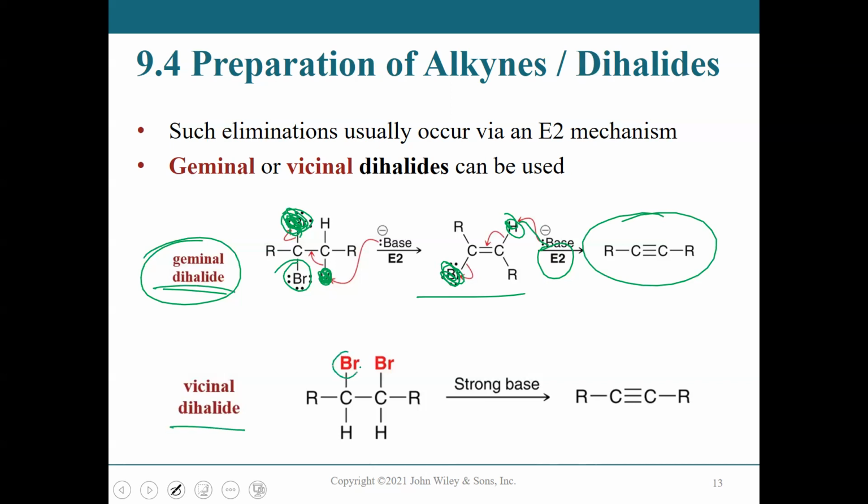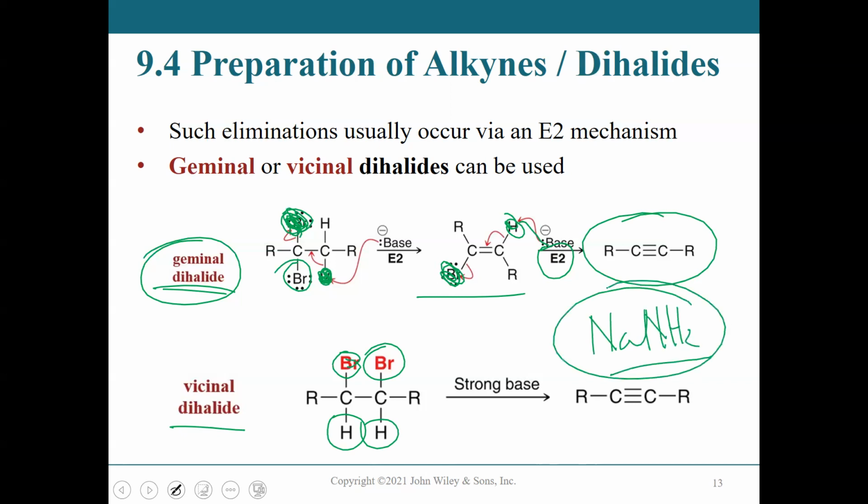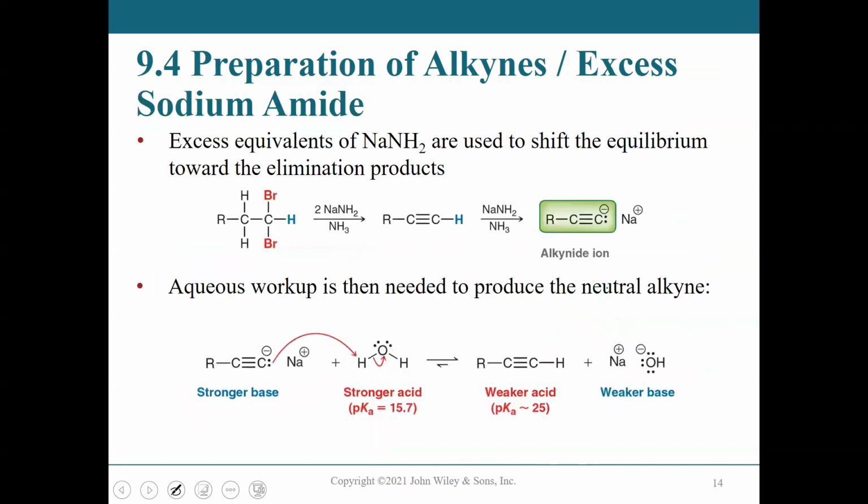In the vicinal dihalides, the bromines are adjacent, neighboring. And you also have two hydrogens. Definitely you need hydrogens. If you don't have hydrogens, there is no way you can make an alkyne. And use a strong base. What strong base can you use? Once again, the only strong base that we will use with alkynes is sodium amide. Can I use sodium hydride? Yes, you can use sodium hydride, but nothing else.